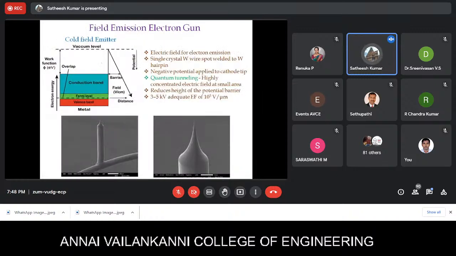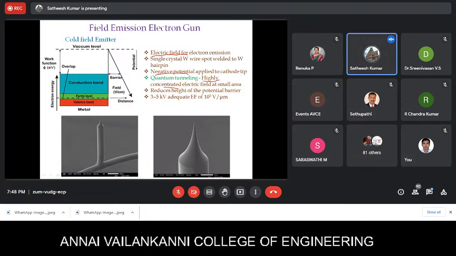So coming to the second part, there is the field emission electron gun, which is our main topic today. As I was discussing, in thermionic emission based guns, the heating is the main source for emission of electrons, whereas in field emission, the electric field is going to be the main cause for electron emission. Again, the same thing, you have a work function. You will be applying a negative potential to the cathode tip, so that will produce electrons. What happens basically is you will have a very highly concentrated electric field at a very small area.